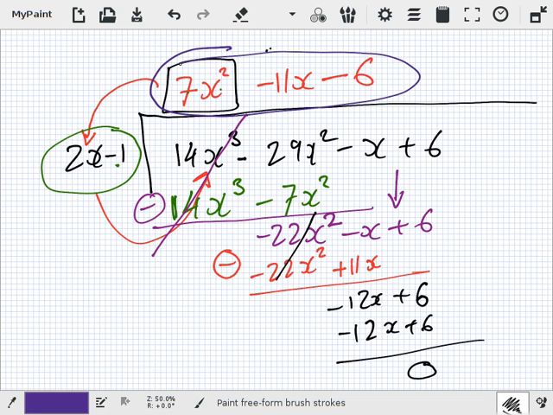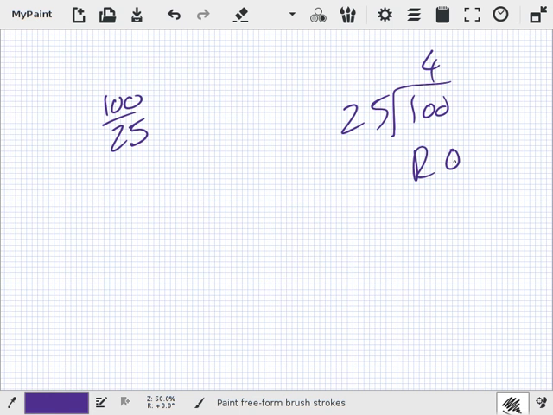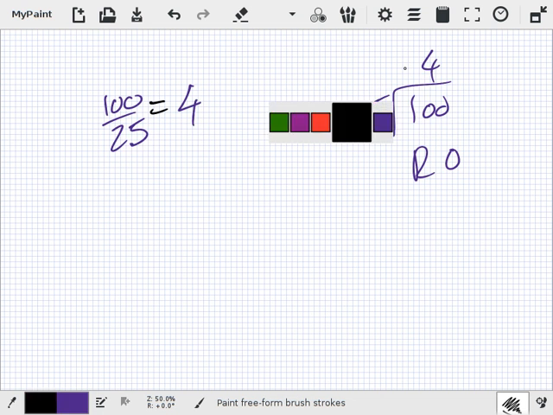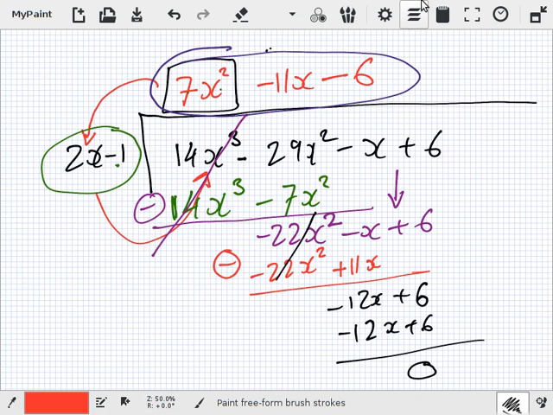Okay. Now why is the top number the answer? Well look, guys, if I said what's 100 divided by 25, you would go, okay, well 25 into 100, that goes 4 times and you have no remainder. So you would say the answer here is 4. In other words, the number you got on the top. So likewise here, the thing you got on the top is the answer.